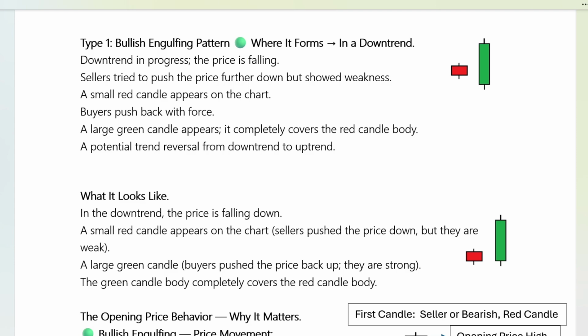A small red candle appears on the chart. Buyers push back with force. A large green candle appears. It completely covers the red candle body. A potential trend reversal from downtrend to uptrend.